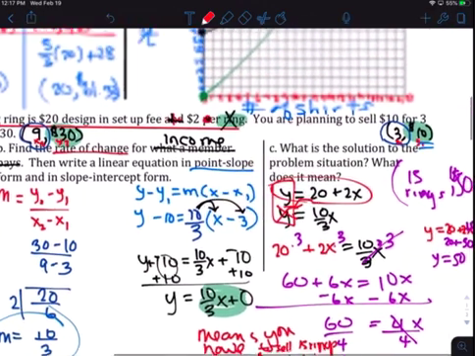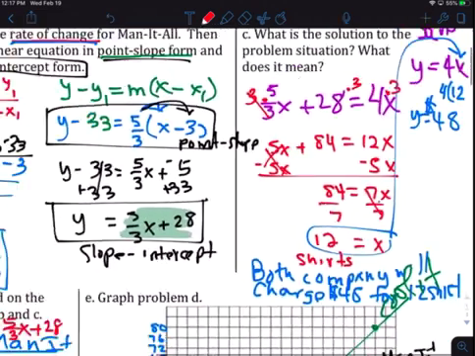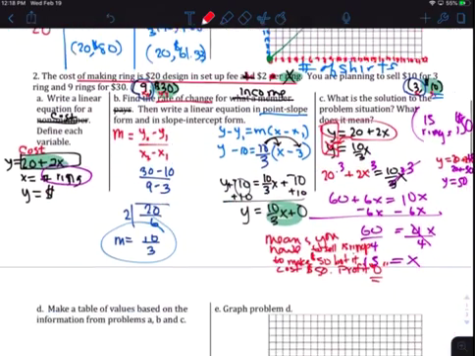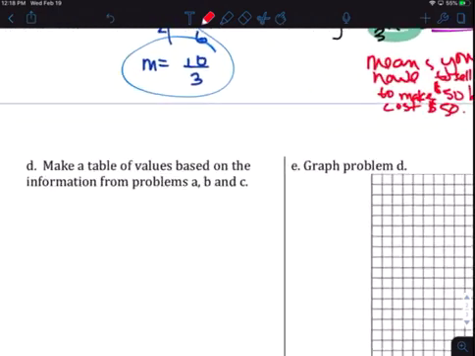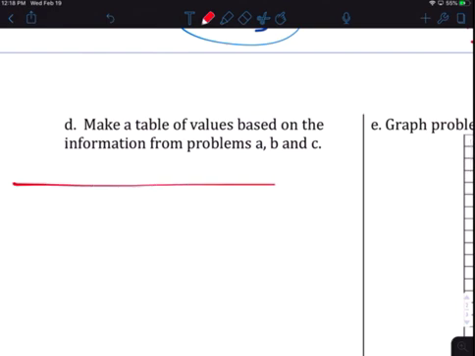Okay, again, your test tomorrow is more like this one here, for number C, than this one. It won't be a cost one. Make a table of values from information from A, B, and C. So table, it's like this.